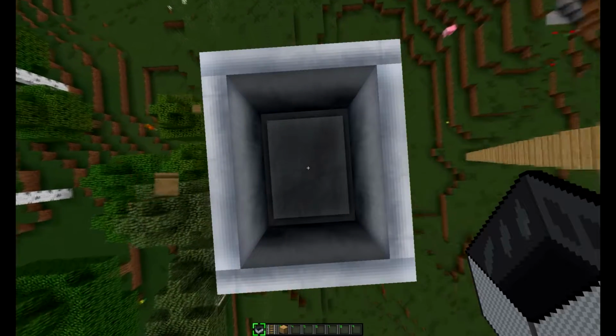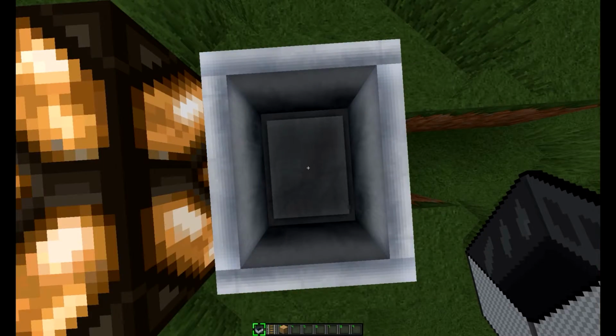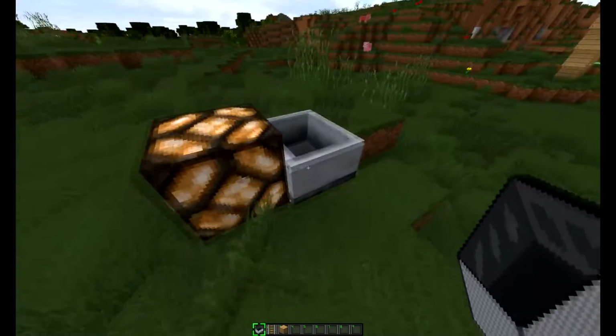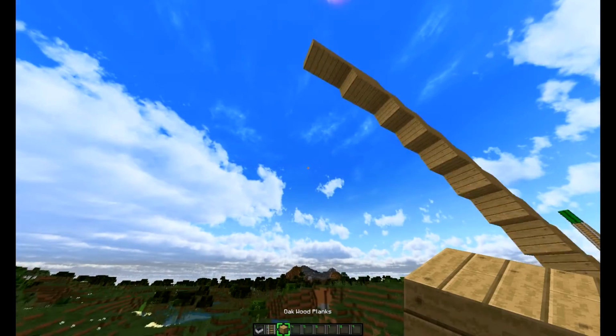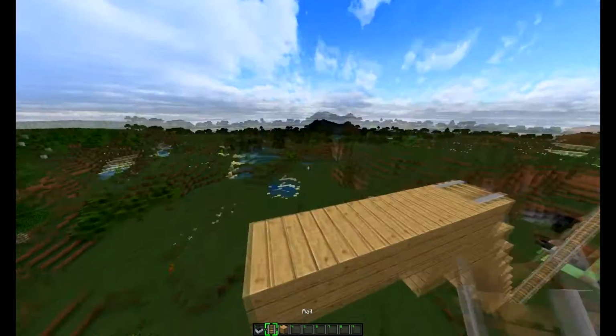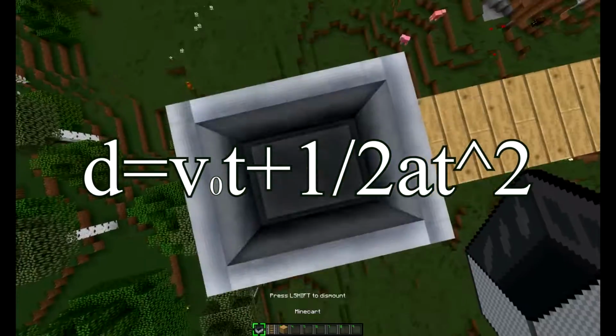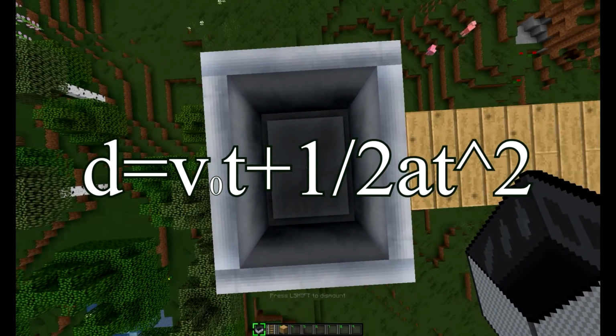For this experiment to work, we also have to figure out the acceleration due to gravity in Minecraft. Now there's really no accurate way to determine the final velocity of an object in game, so I was forced to use the equation v initial t plus half at squared.